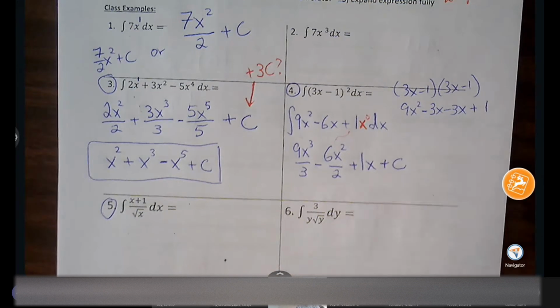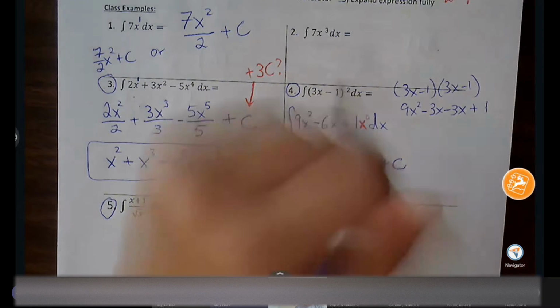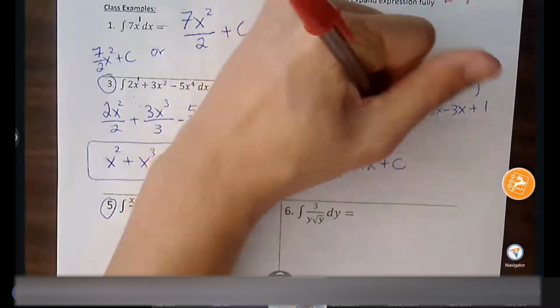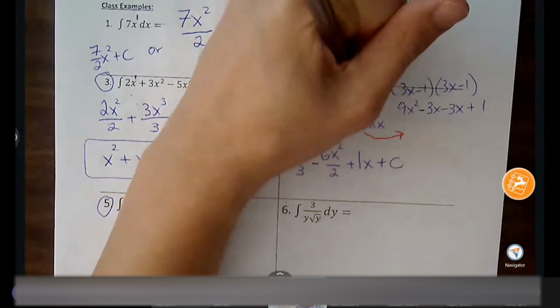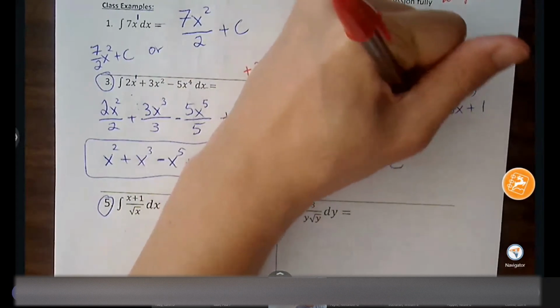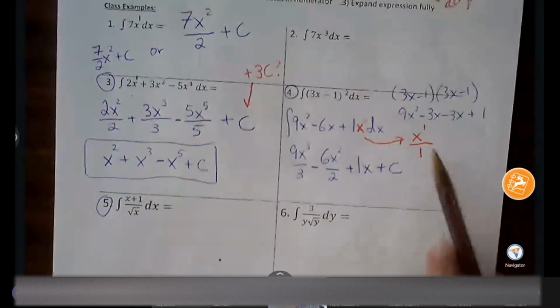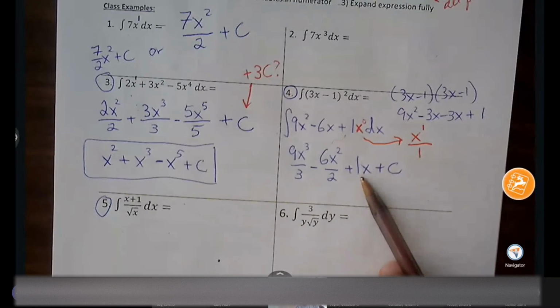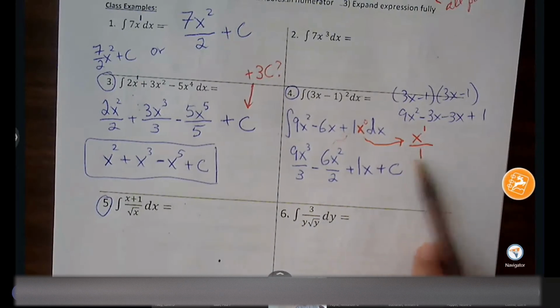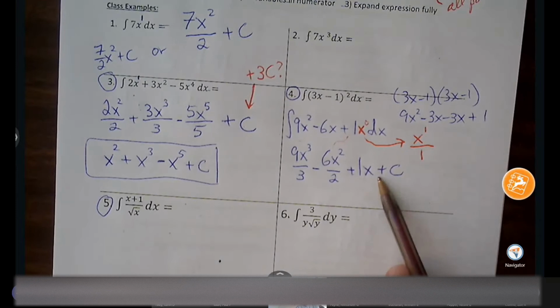Mr. Yang? Yes. I thought the denominator was supposed to be... Yes, so, okay, let me finish this process here. So here, x to the 0 power, we add 1 to the exponent, so it becomes x to the first power over 1. And that's the same thing as just 1x, right? So if I have a denominator of 1, I can just make it drop out. Is that what you're asking about?